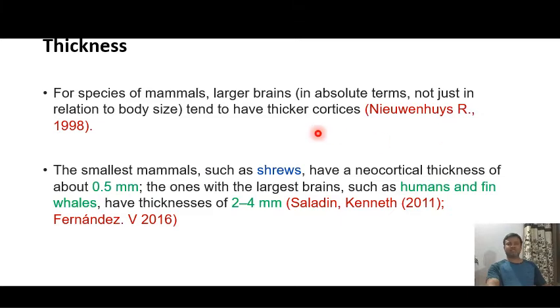So if we discuss the thickness of the cerebral cortex, in the largest brain, the human, it is a major thickness, that is 2 to 4 millimeters, while the smallest mammal, the shrew, has a small thickness, that is 0.5 millimeter. So in this way, the thickness of the cerebral cortex varies from one species to another.